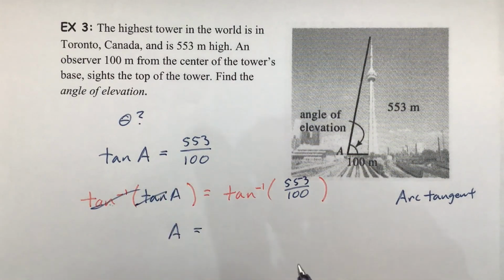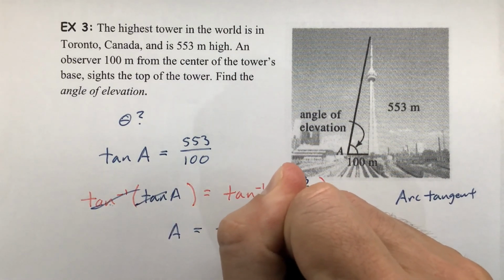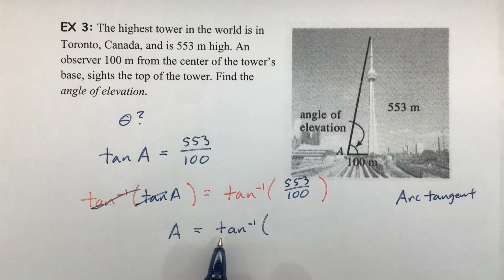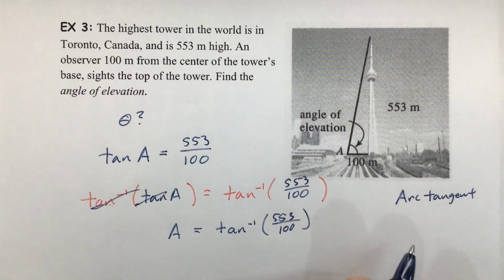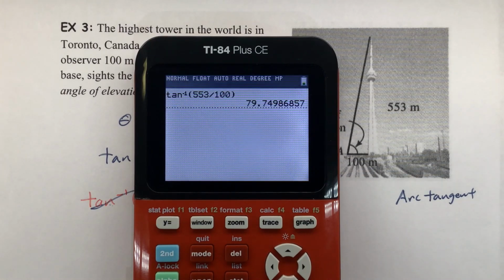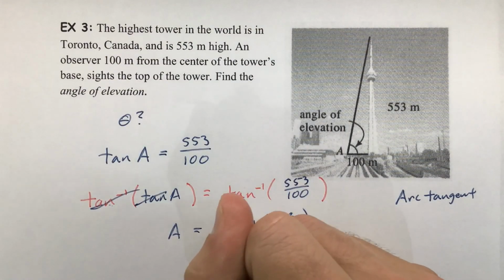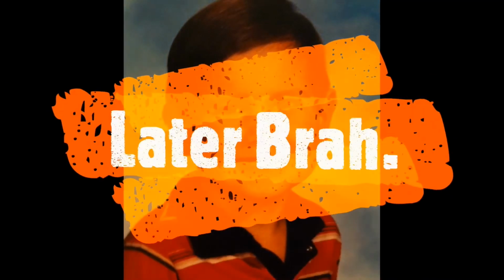So almost as a summary, because you don't really need to write all that stuff, to figure out an angle, what you really need to do is just take the inverse tangent of the ratio, and that will give you the answer. You don't really have to do all the extra work that I showed there. Okay, so I'm going to take the arc tangent, or inverse tangent, of 553 divided by 100, and that is it. Your angle is going to be 79.7 degrees. Wait, what?